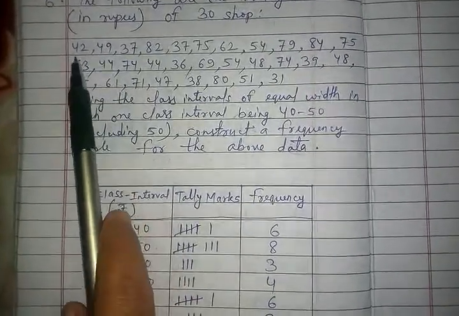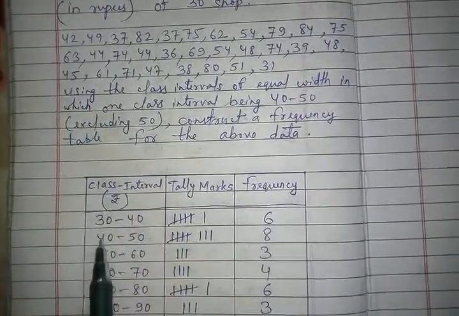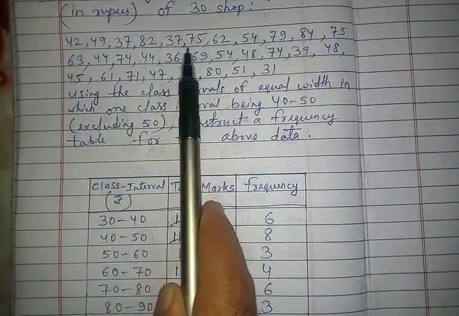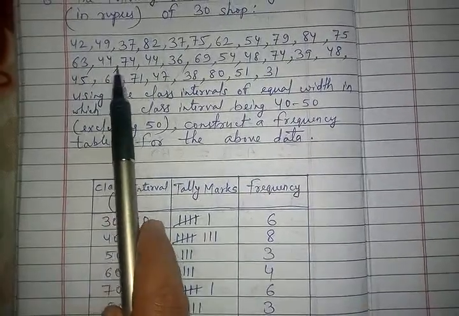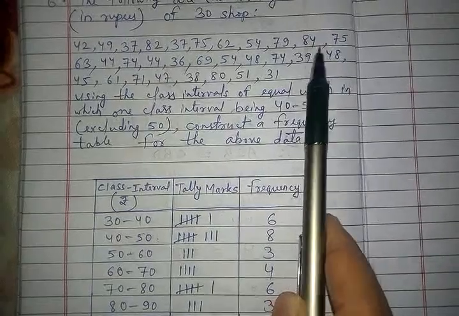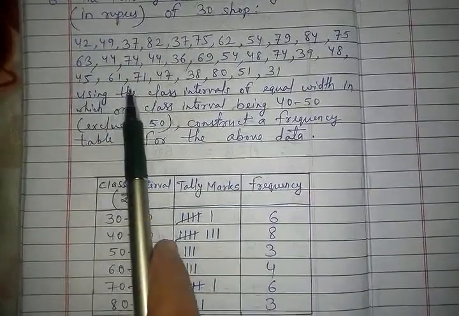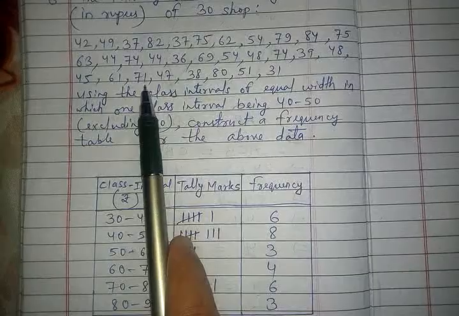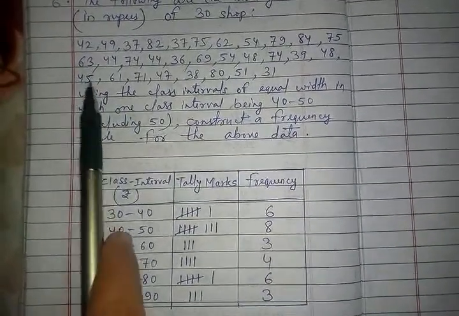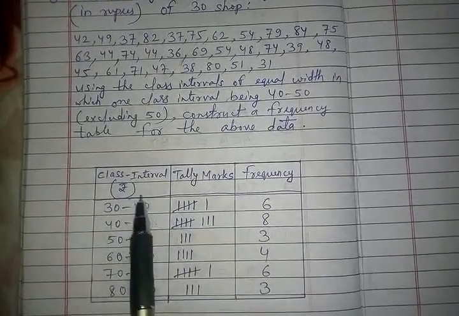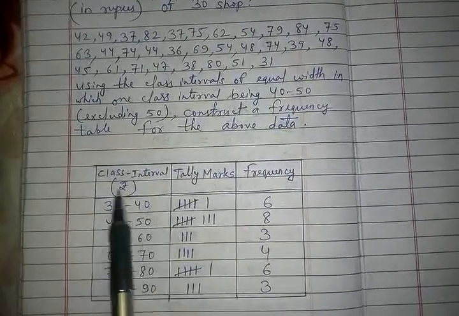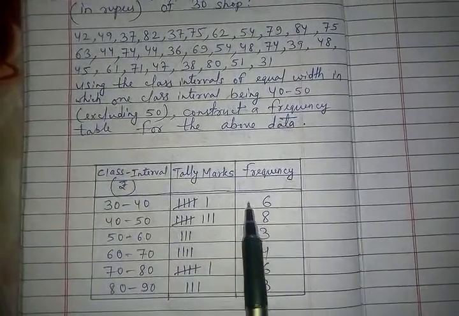So let us begin. Like I can say 37 comes in that slab, 30 to 40 slab. So 1, this is 2, 3, 4, because 39 comes, 4, 5, 6. So there are 6 numbers which come in the slab of 30 to 40. So I wrote 6 in the frequency.